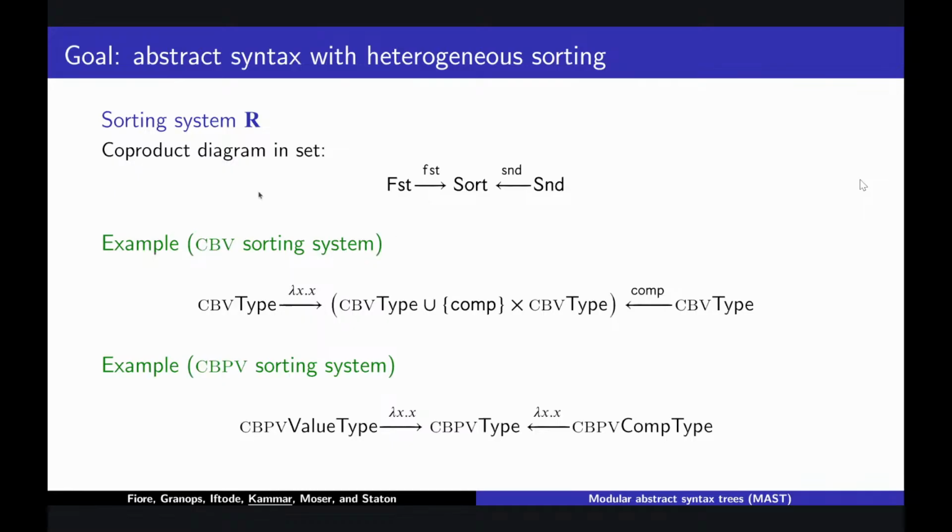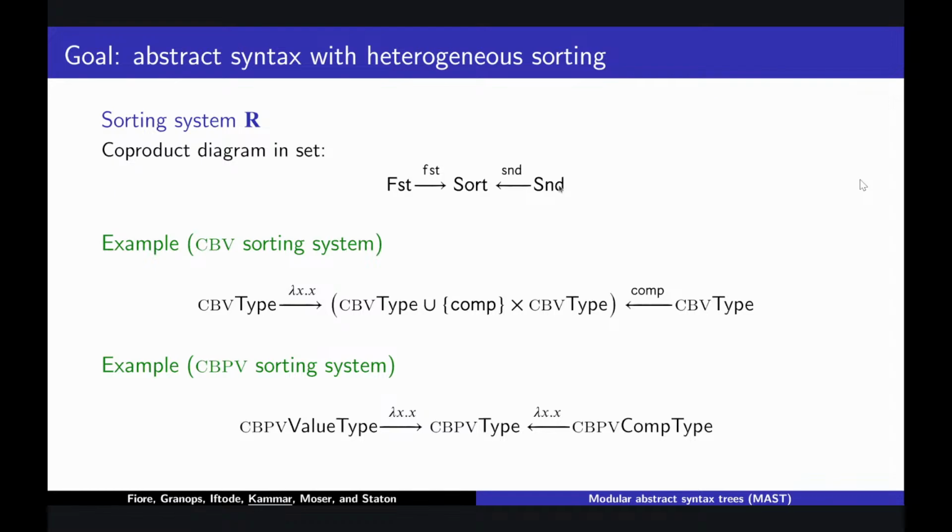So what do I mean by that? A sorting system is the thing that tells me what sorts of things I have. I mean, think types, but it doesn't have to be types. Types of terms, really. Sorts of terms. So I have two kinds of sorts. I have the first class sorts and the second class sorts, and they live together as a coproduct, or disjoint union.